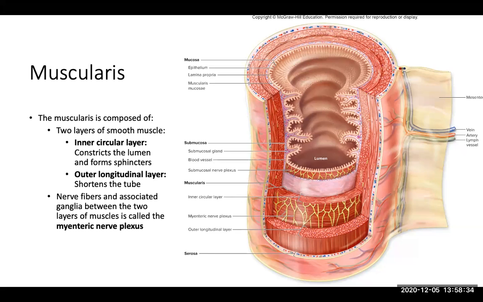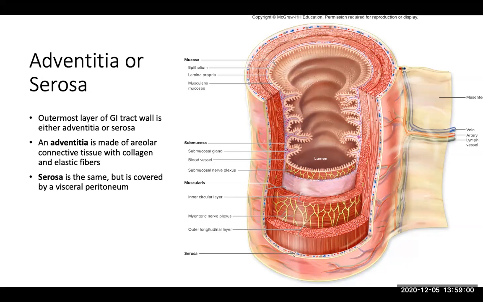The muscularis is composed of two layers: the inner circular layer, which will constrict the lumen and form sphincters, which open and close throughout the GI tract to allow the passage of the chyme and bolus food to move along. And then the outer longitudinal layer shortens the tube. Nerve fibers and associated ganglia between the two layers of muscles is called the myenteric nerve plexus. The adventitia or serosa is the outermost layer, and adventitia is made up of areolar connective tissue with collagen and elastic fibers. Serosa is the same, but is covered by a visceral peritoneum layer.